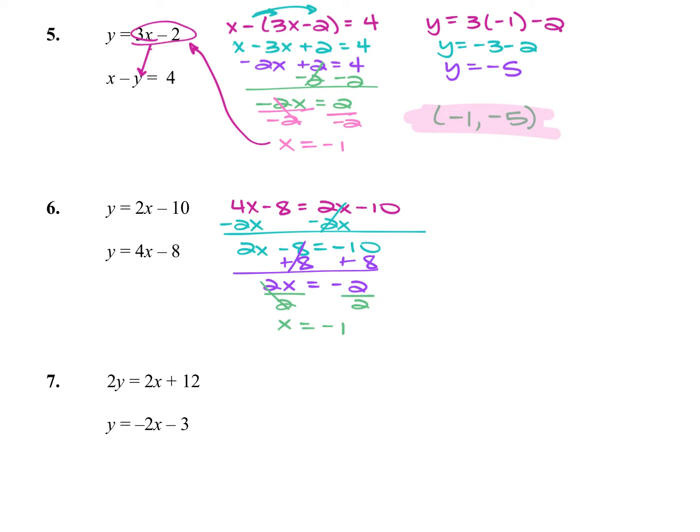Up to you which one you choose to plug into. I'm going to use the bottom one. So that's going to be y is equal to 4 times negative 1 minus 8. The 4 times negative 1 is negative 4 minus 8 is negative 12. So that gives you negative 1, negative 12.